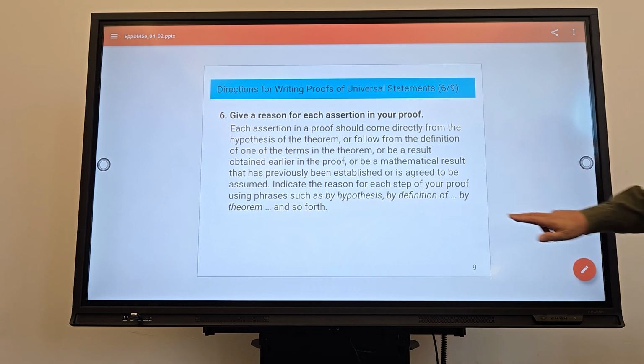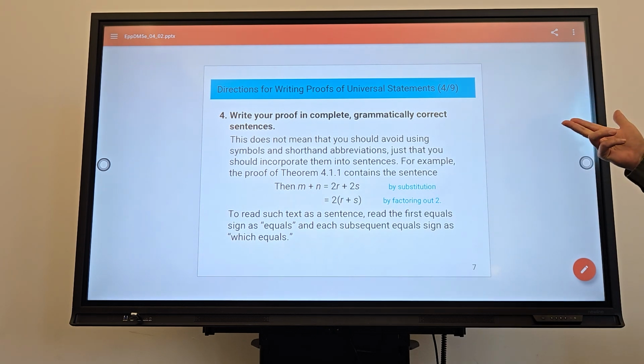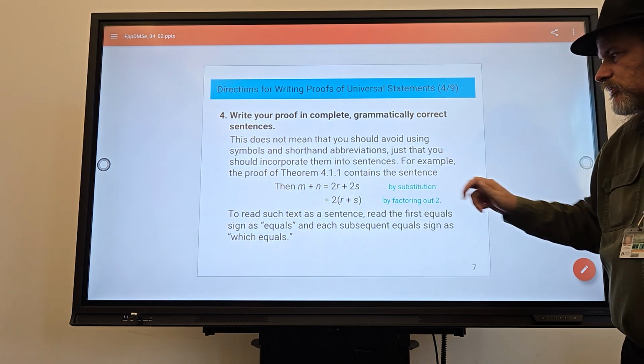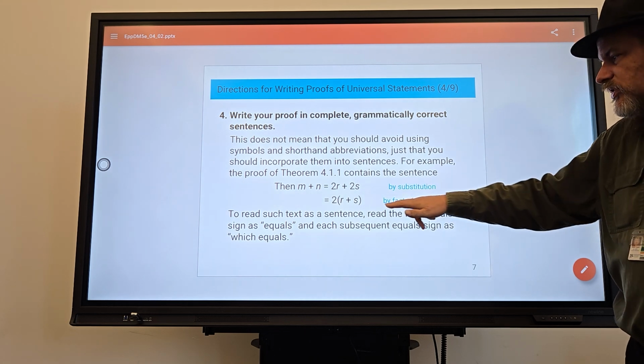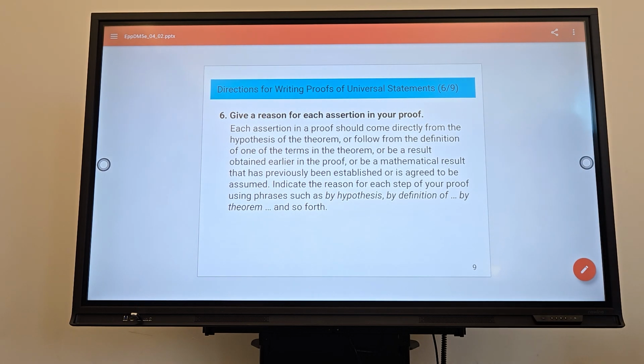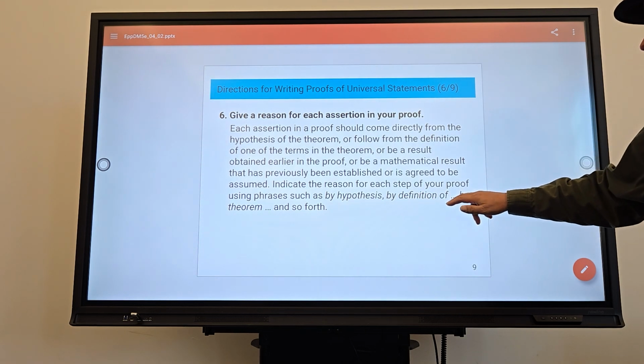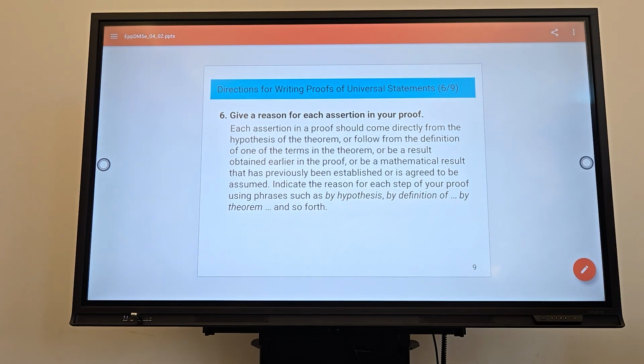Like back here, it said by substitution. That's the reason for that statement. It's by substitution. This one is by factoring out 2. You could also use by the hypothesis, or by definition, or by a theorem, that sort of thing. But each step needs to have a reason, a clear, understandable reason for the step.